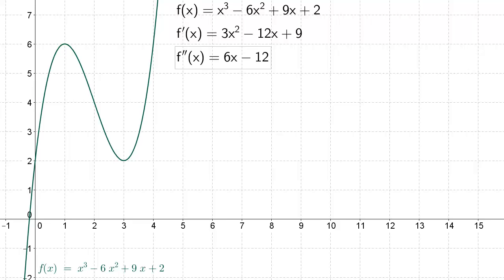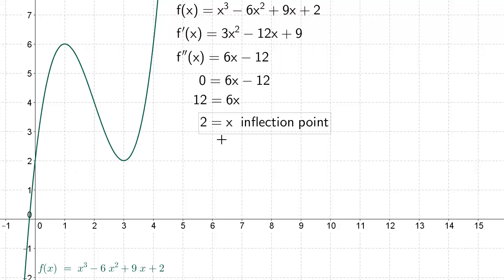If we take the second derivative of this function, that's the derivative of the derivative, we get 6x minus 12. And we're going to set that equal to 0 to find the points of inflection. So if 0 equals 6x minus 12, move the 12 to the other side, then divide by 6, x equals 2 is going to be the inflection point. And that's this point B that's marked here.